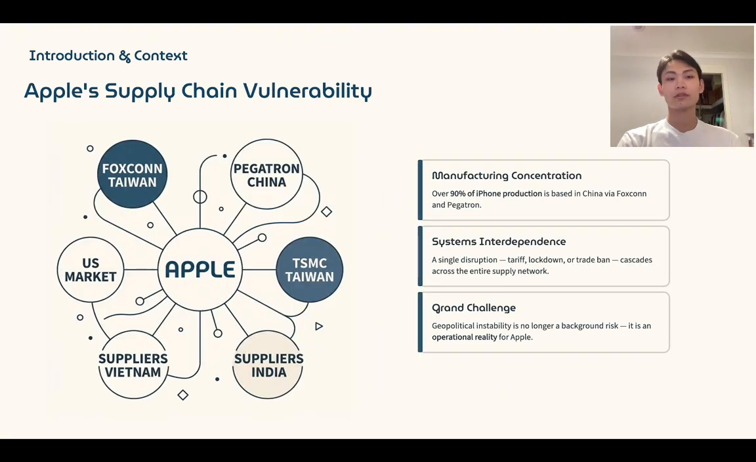Apple is a global technology company known for products such as iPhone, iPad, and MacBook. However, Apple relies heavily on China's manufacturing, with over 90% of Apple's production located in China through suppliers such as Foxconn and Pegatron. This creates supply chain vulnerability if there are tariffs, trade restrictions, lockdowns, or political conflicts. Apple's whole production network can be affected. Therefore, geopolitics is no longer just a background issue. It directly affects Apple's production, pricing, and ability to meet global demand.